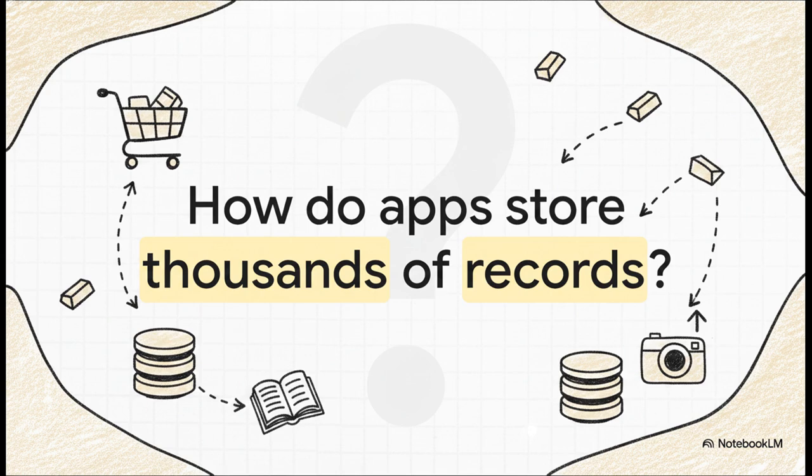Have you ever actually wondered how apps like Instagram, Amazon, or even your school's management system store thousands, or honestly millions of records without losing track of a single detail? I mean, how does Amazon know exactly what's sitting in your cart? Or how does your school instantly pull up your grades? Well, the magical answer to that is databases.